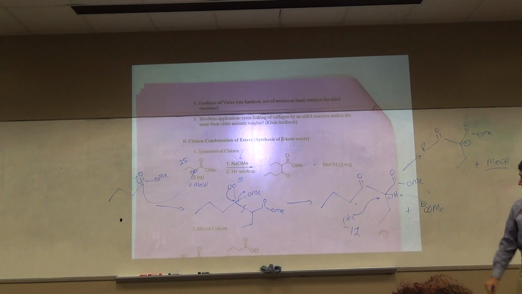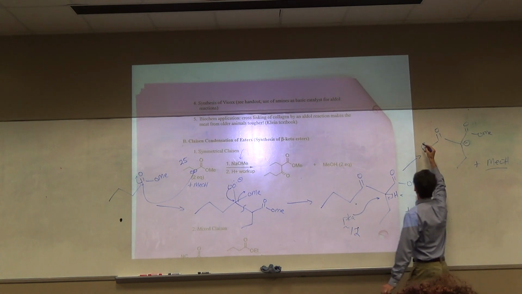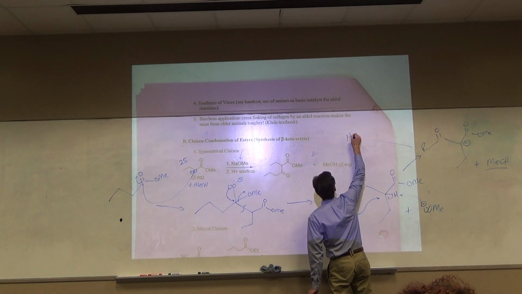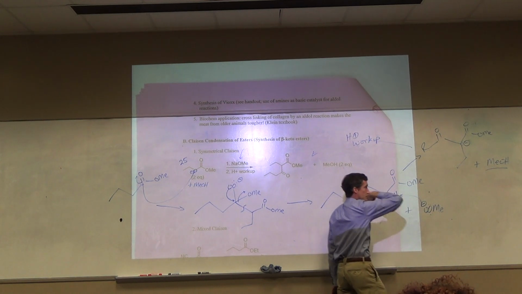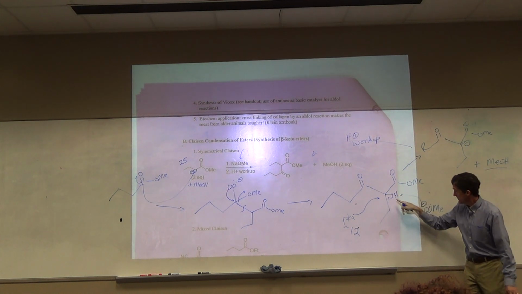What's the purpose of the H plus workup in my reaction? To satisfy that. Well, you've got to put the proton on, because that's how it is at the end. If you want to work it up, you've got to supply some acid, because methanol is not acidic enough to protonate it. If it was, you would go back to here.